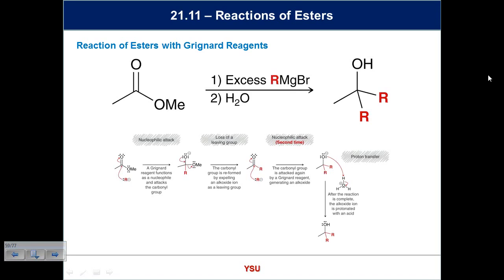Repeating ourselves here, I think. The idea that you need an excess of the Grignard to get to the product. And you can see now that this goes twice. You form the ketone intermediate here, and that goes further, you end up with the tertiary alcohol. Those are things that you have seen. It might have been a while, but you have seen them and should be okay with them.